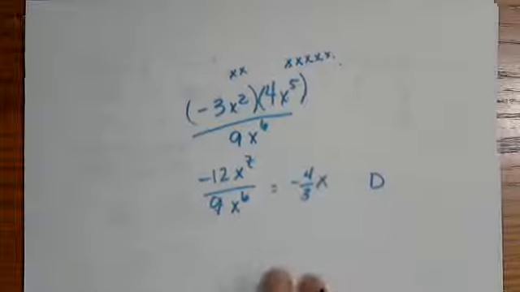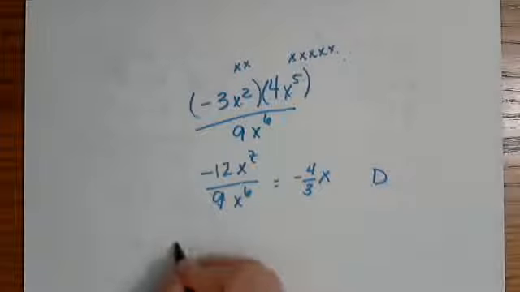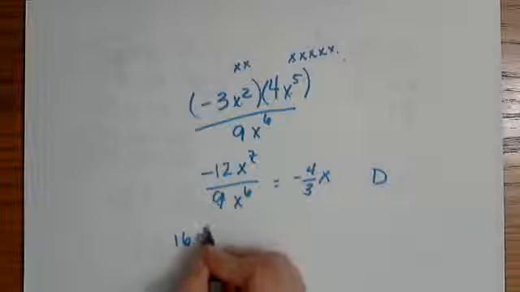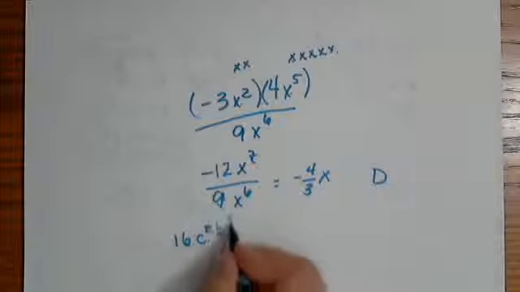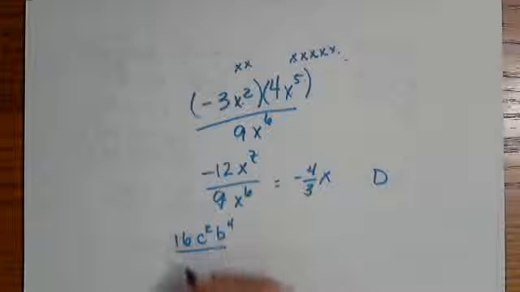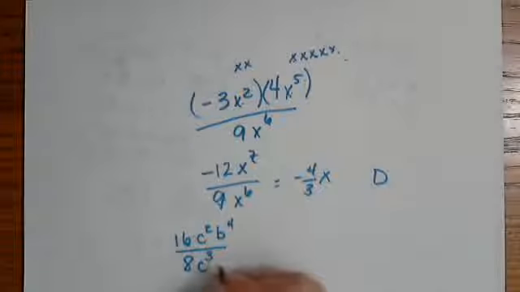I will write down the expression. The expression is 16c squared b to the 4th divided by 8c cubed b. And you are supposed to simplify that or find an expression that is the same as that. In this case, we're just going to simplify all of this up. So you go ahead and pause the video and see what you can come up with on your own.